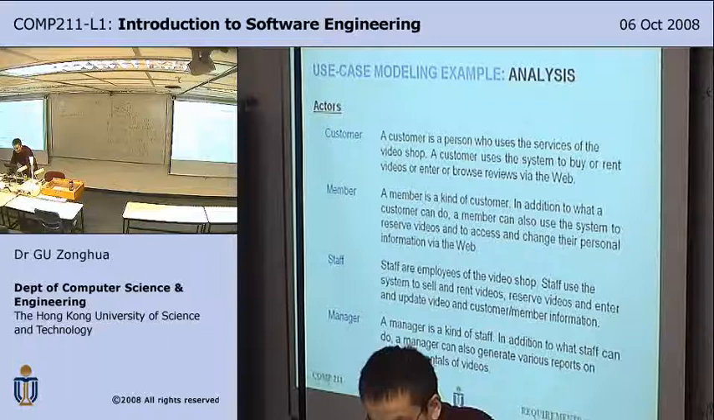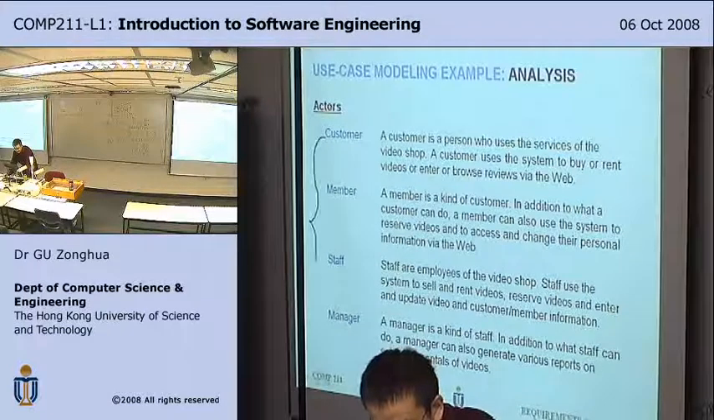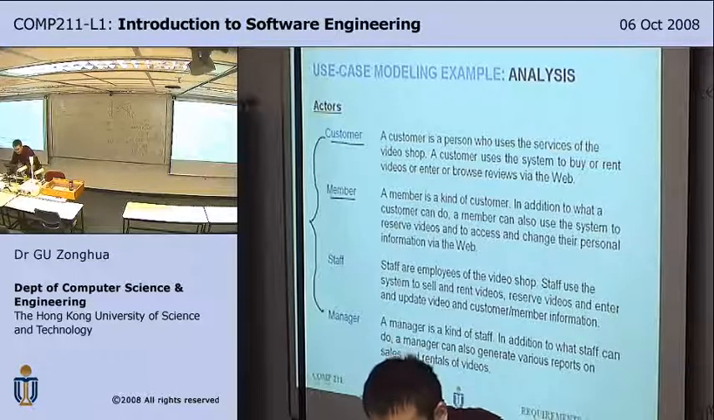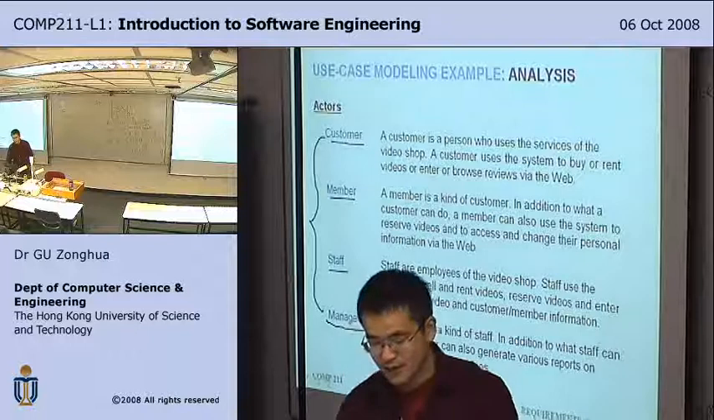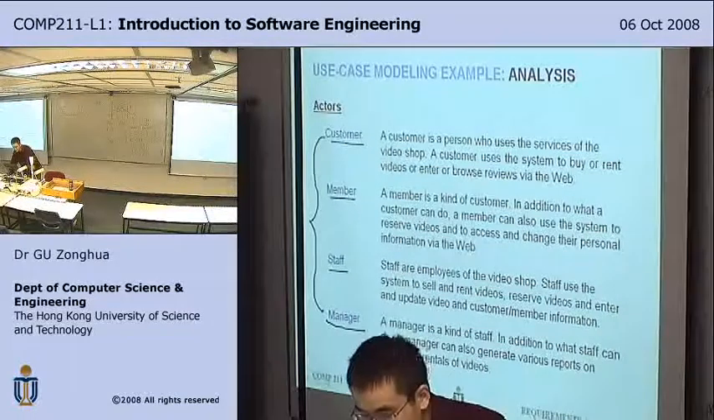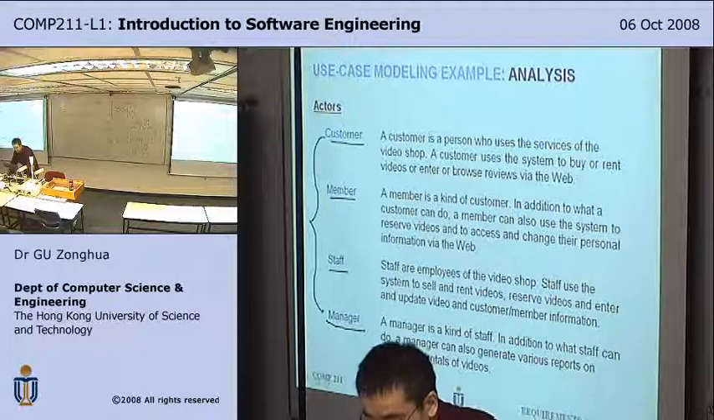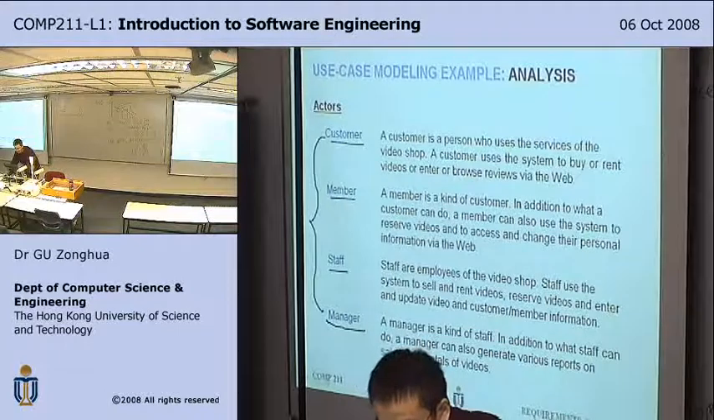So now we have these actors: customer, member who is a special type of customer, staff, and manager who is a special type of staff. A member is special because in addition to what a customer can do, a member can use the system to reserve videos and access and change their personal information via the web.